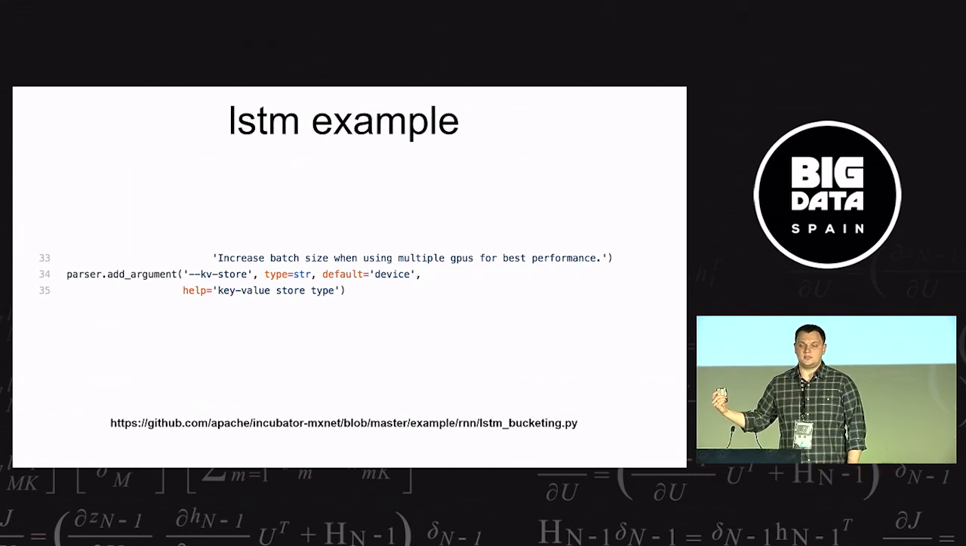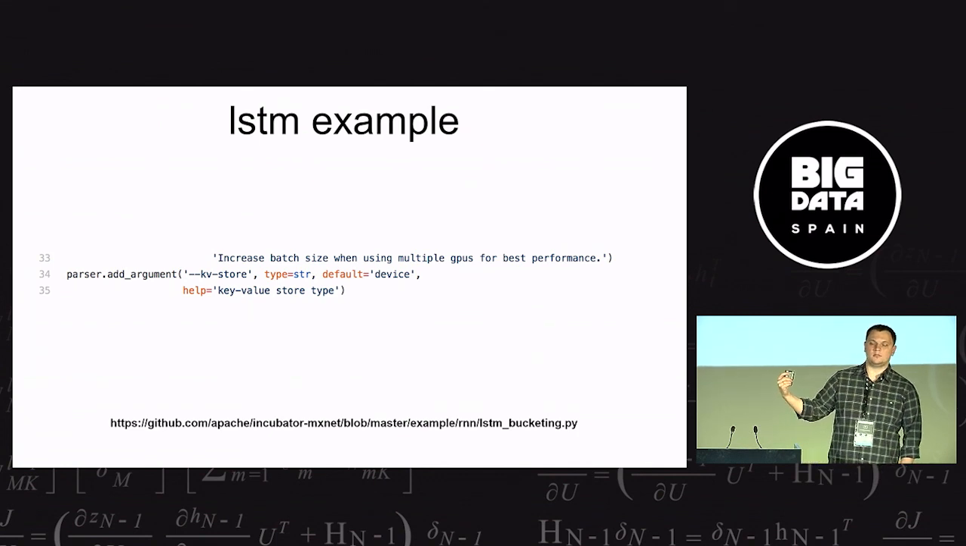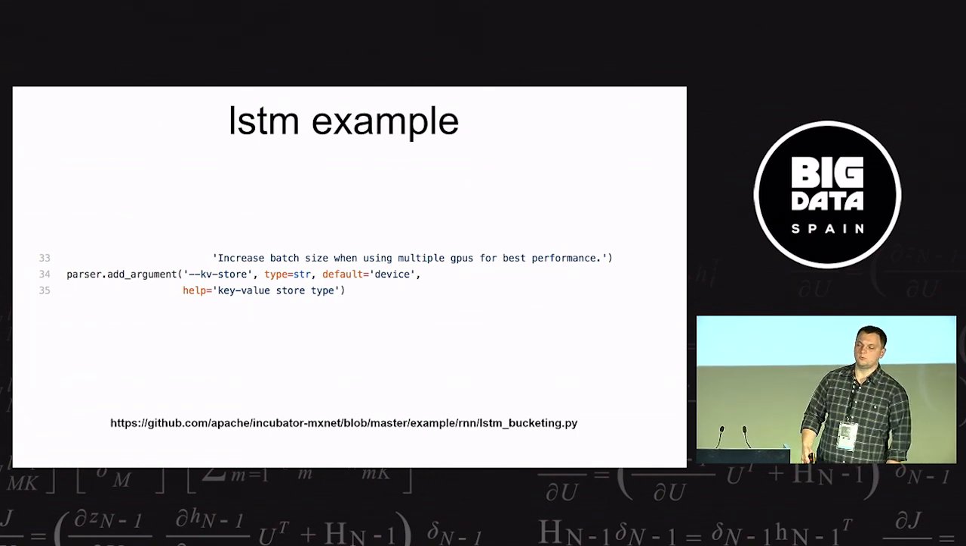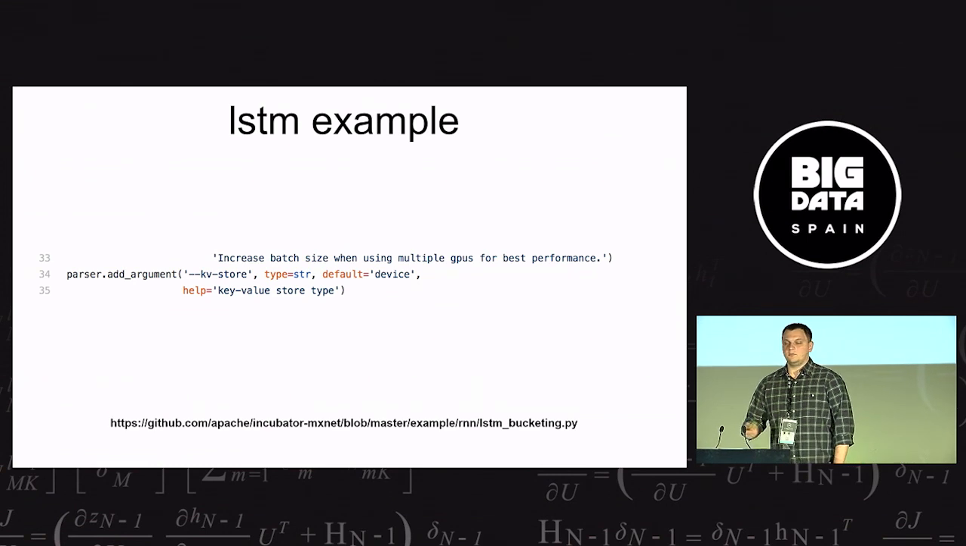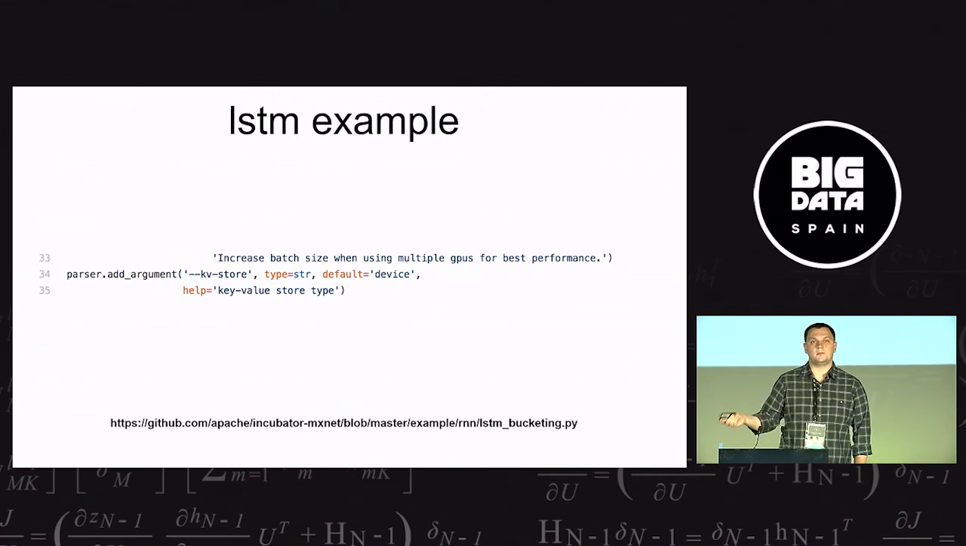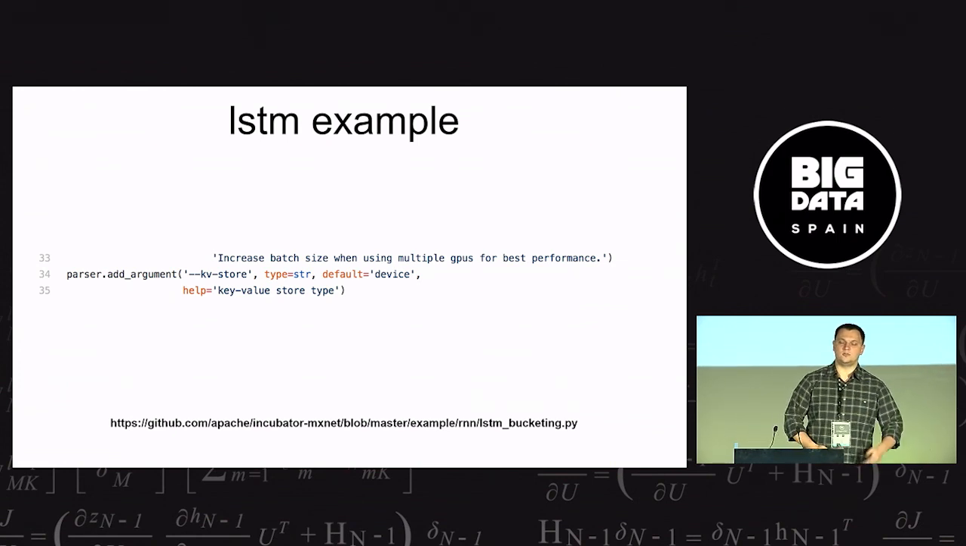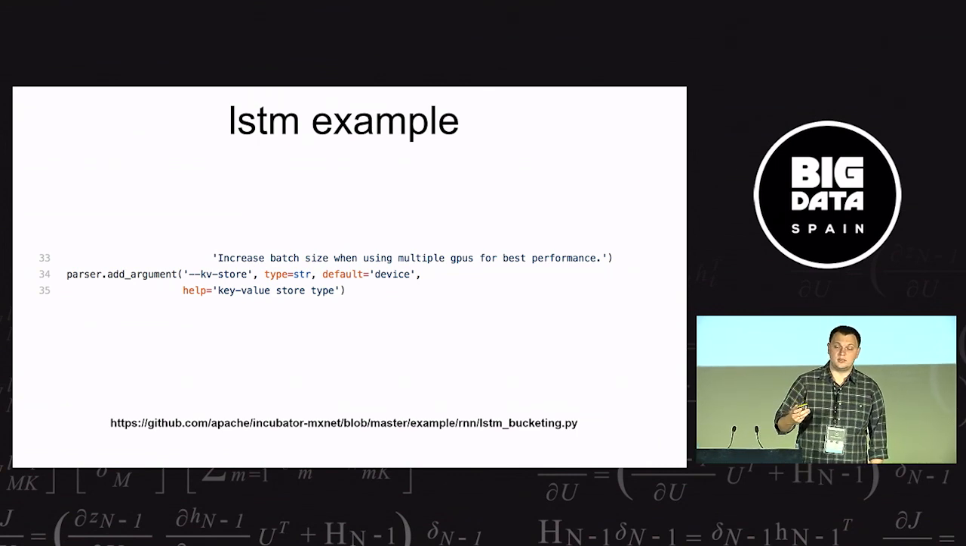Here is a random example of an LSTM that I just took from, again, the official web page. You will see KV store is an input argument. If you're working with MXNet, you will see that it's really simple because fit itself has input arguments for KV store. So all the examples that you can find are already ready for distributed training. You just need to spin up a KV store, spin up a cluster. That's it. It's really that simple.